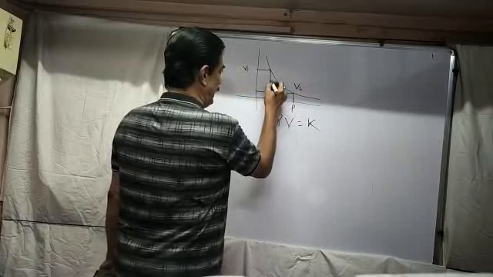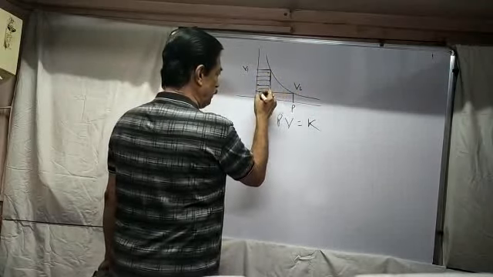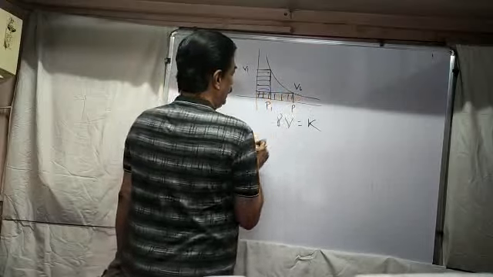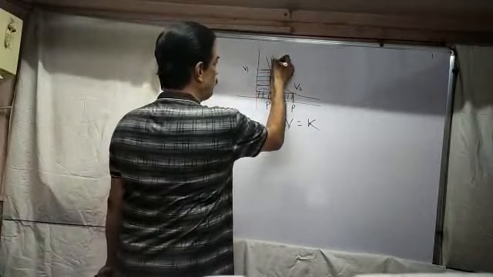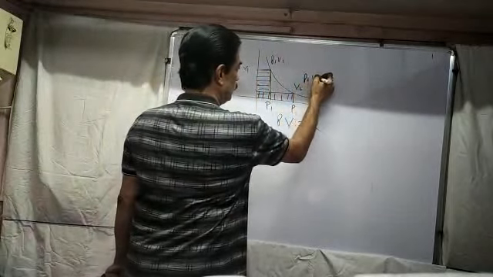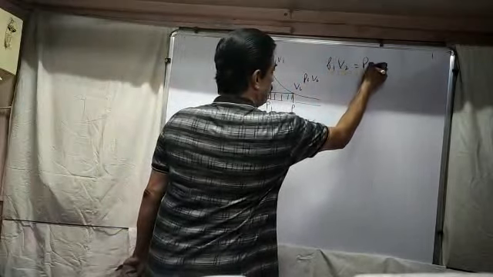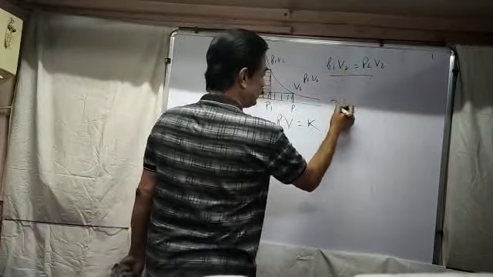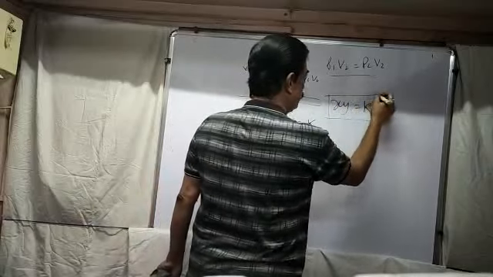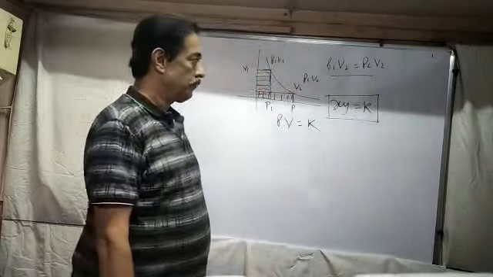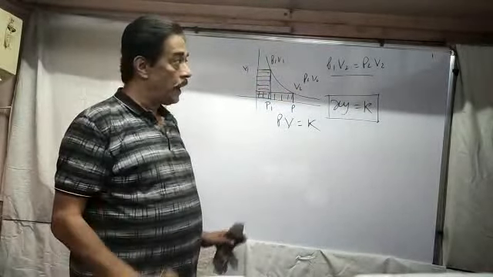Now, P into V, the area will be the same. If I take any other point, P into V, the area will be the same. This curve is called the rectangular hyperbolic curve. This is the P1, V1 point and this is the P2, V2 point. So, P1 V1 equal to P2 V2. We know this is a graphical representation. So now, XY equal to constant is the standard form of the rectangular hyperbolic curve.